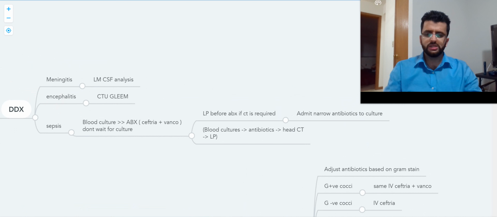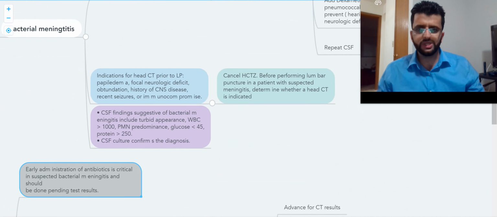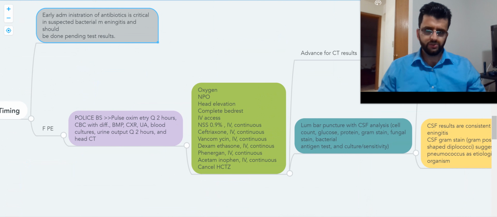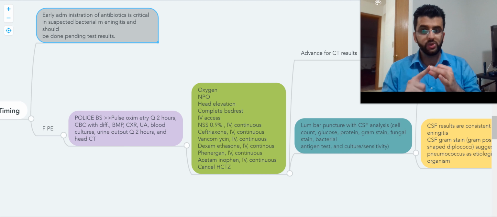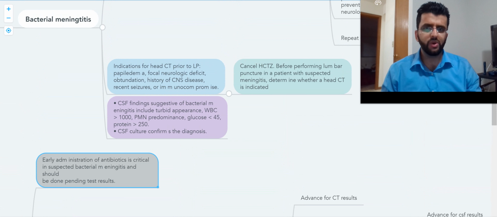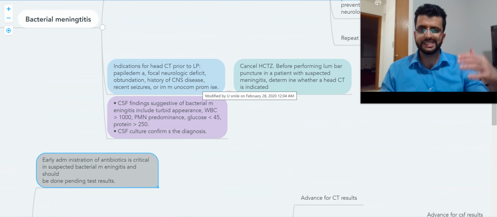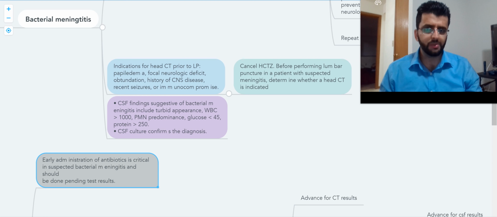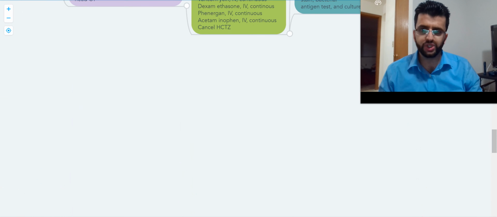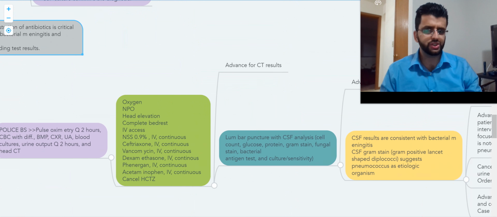Okay, so basically this is about bacterial meningitis. To summarize everything, when someone presents with a headache and a fever, you put him in the emergency room, you do the basics. After that, the specific ones: you do blood culture, UA, this is important, and then you look for the indications for head CT before lumbar puncture, which are papilledema, focal neurologic deficit, obtundation, history of CNS disease, seizure, immunocompromise. We do CT scan before lumbar puncture, and then we start with a broad spectrum antibiotic, and then we do lumbar puncture.